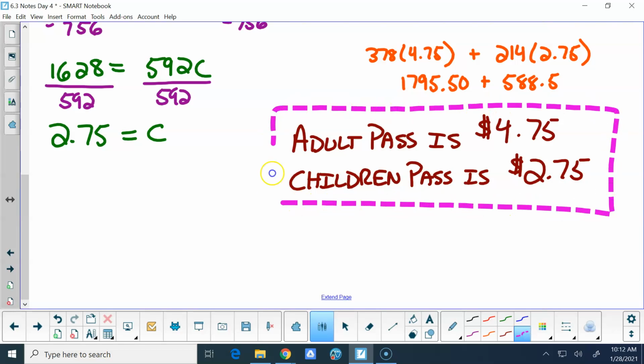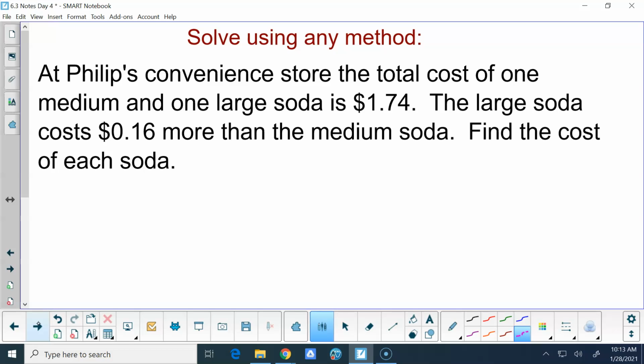There are two checks that you have to make on this one. First check is a logic check. Does it make sense? And we did that when we got $2.75. Yeah, that could be money. Second check is the actual math. Okay? Questions, comments, concerns, clarification? At this time, I would like you to solve this one.